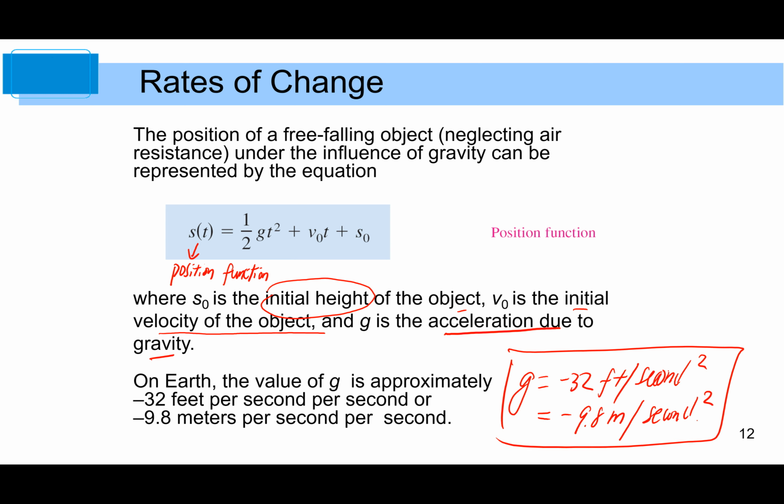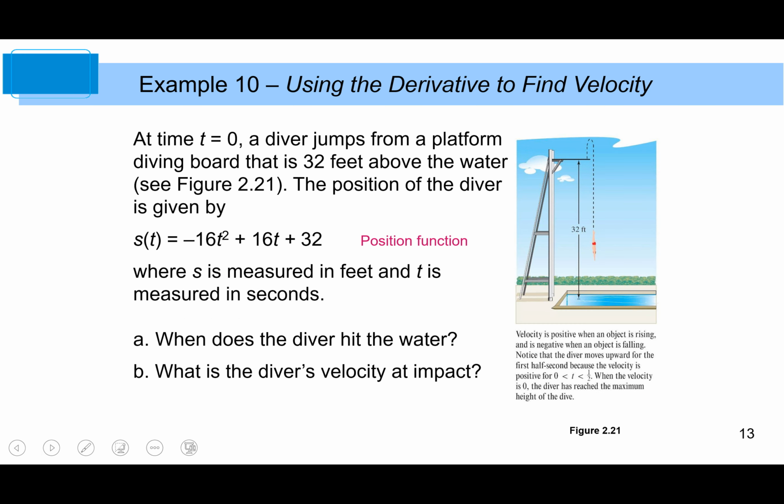Now we can use this, you probably learned this in physics, to calculate some real problems. At time t equals 0, a diver jumps from a platform diving board that is 32 feet above the water. The position of the diver is given by s of t equals -16t squared plus 16t plus 32, where s is measured in feet and t is measured in seconds. This is a picture describing the motion of the diver jumping into the water.